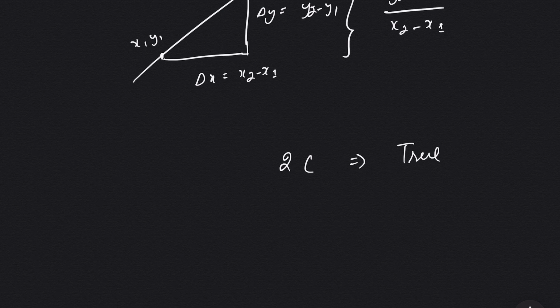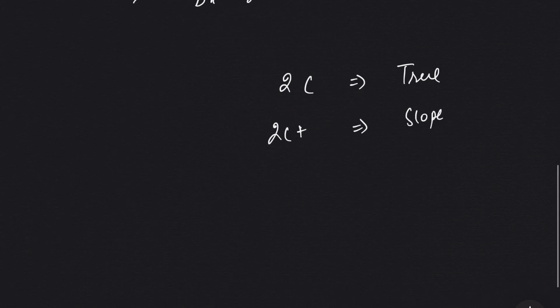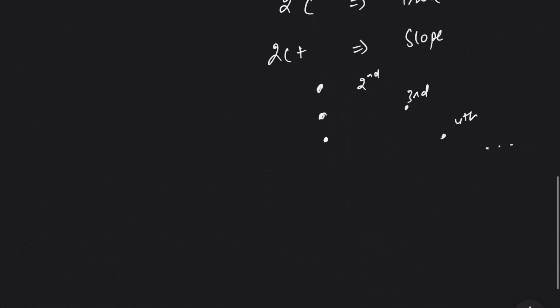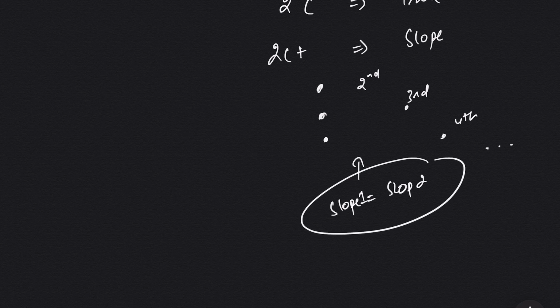If you are given more than 2 coordinates, we will calculate the slope of the first coordinate with the second, the first coordinate with the third, the first coordinate with the fourth, and so on. And if the slopes are equal, then in that case I'll simply return true. If not, then I will return false. And let's see it with the example.